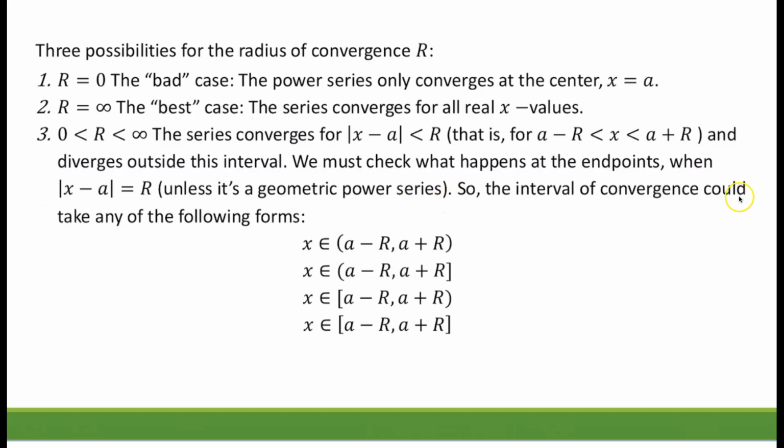So the interval of convergence for any power series could take any of the following forms. We could have open endpoints, so we could not include both endpoints. We could not include the left side and include the right side. We could include the left side and not the right side, or both endpoints could be included. We don't know unless we check. And to check for convergence or divergence of an infinite series, we're going to need to know all of the different tests for series convergence.